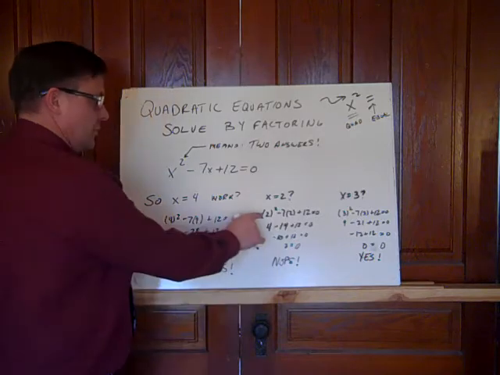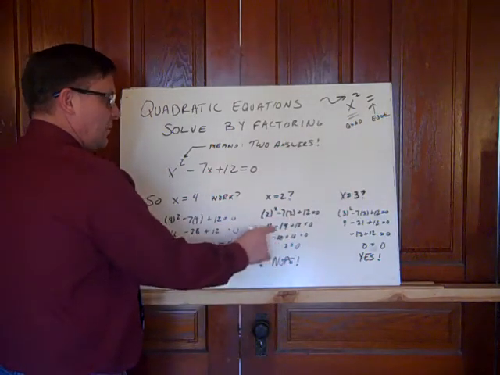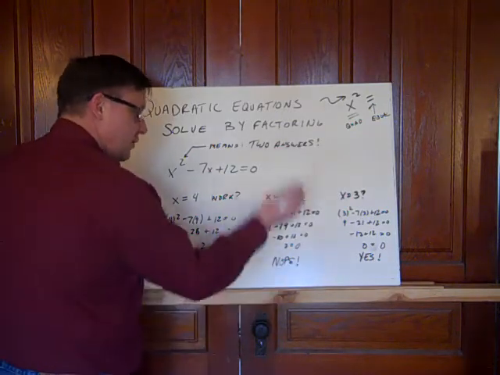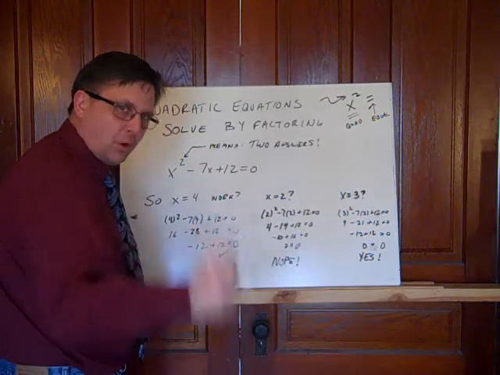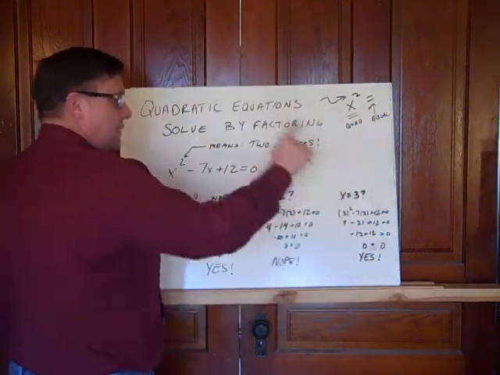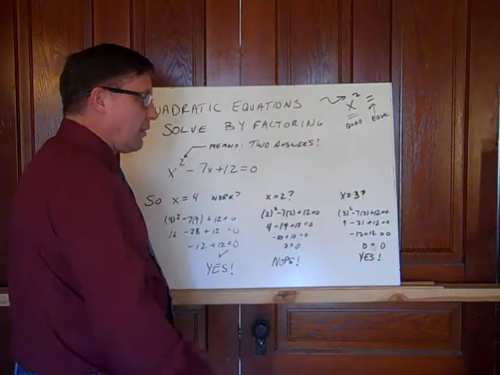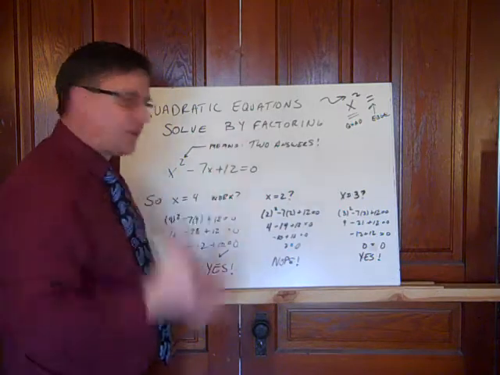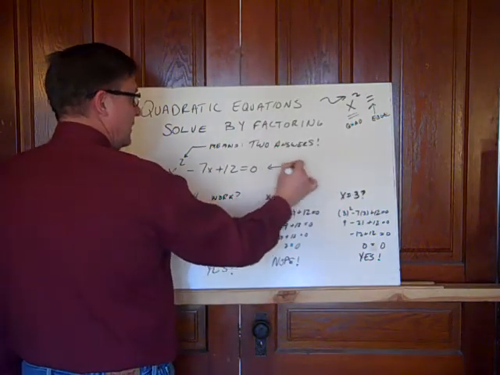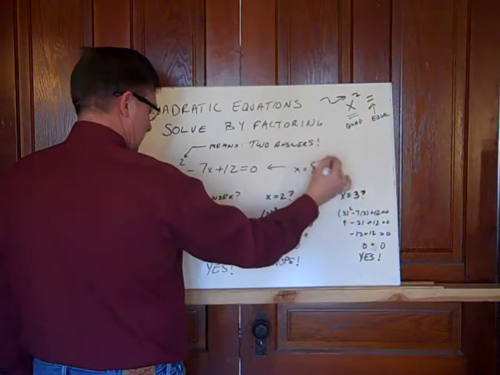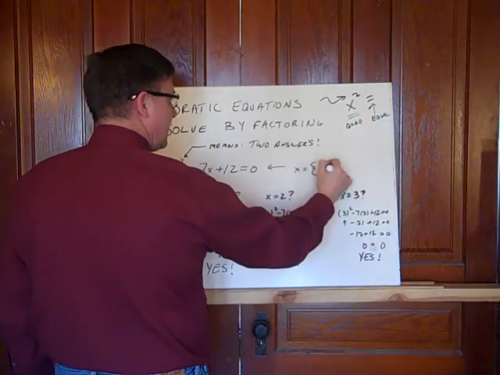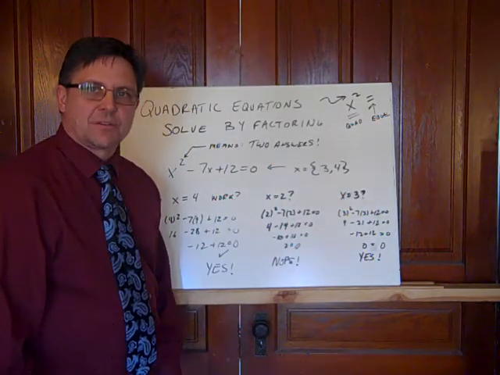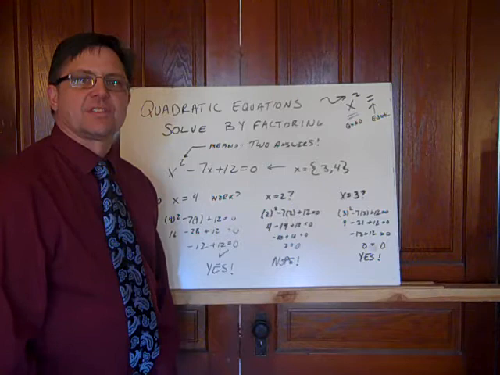Maybe then we try the number 2, because it's a number we like. 2 squared minus 7 times 2 plus 12. All of a sudden we get negative 10 plus 12 is 2, and 2 does not equal 0. So that does not work. Now x equals 3: 3 squared minus 7 times 3 plus 12. 9 minus 21 plus 12. Negative 12 plus 12, 0. Yes, there they are. So my answers to this equation are x equals 3 and 4.